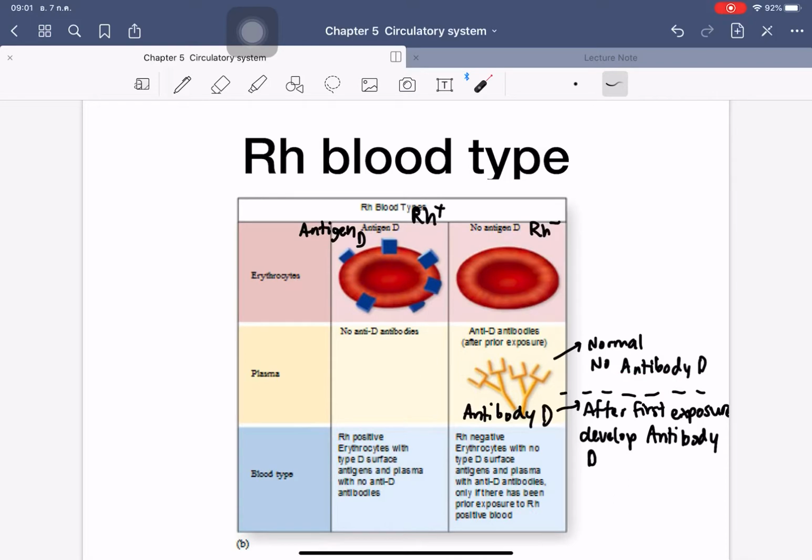But when you receive blood for the first time, for example from an Rh positive person to an Rh negative person, the Rh negative person will develop antibody D later. So for the first time, the blood will not clot. But if you give Rh positive blood to the Rh negative person a second time, the blood will clot. So this is one thing that differs from the ABO blood type.